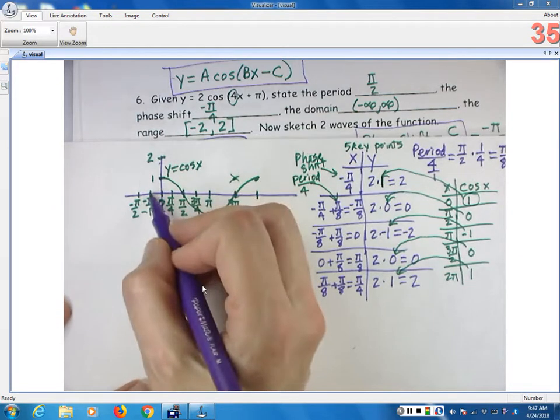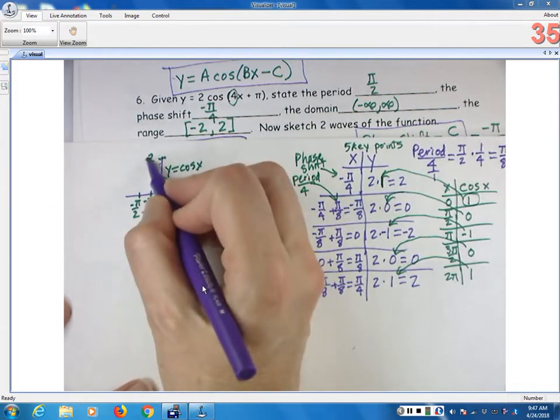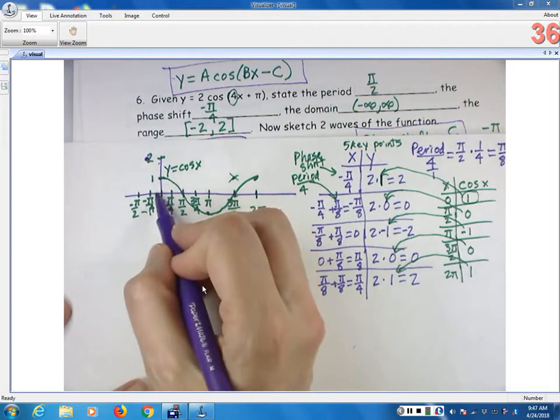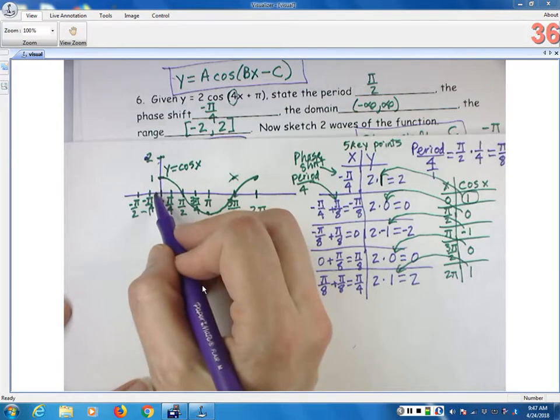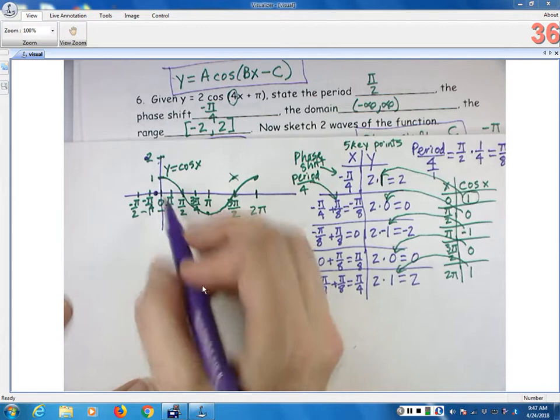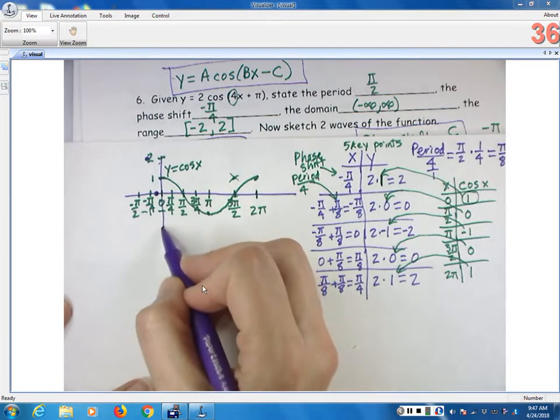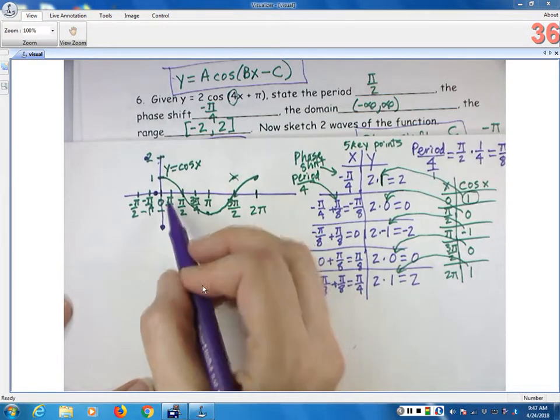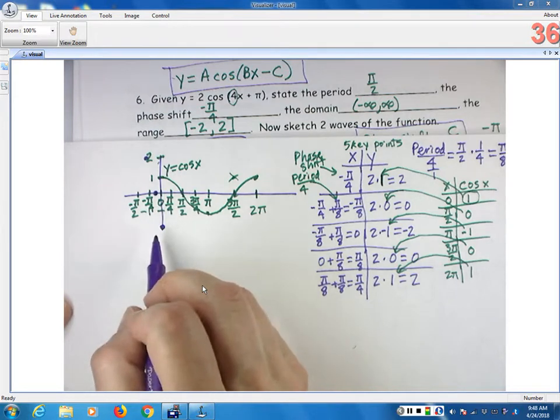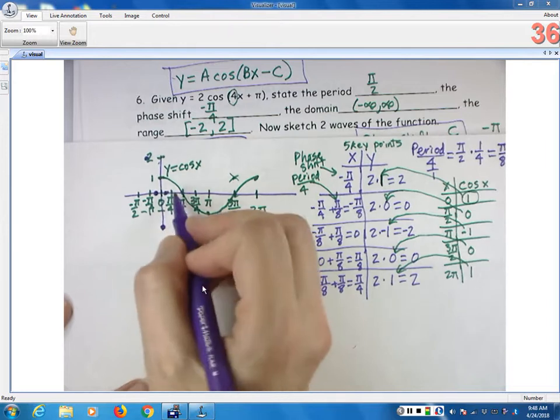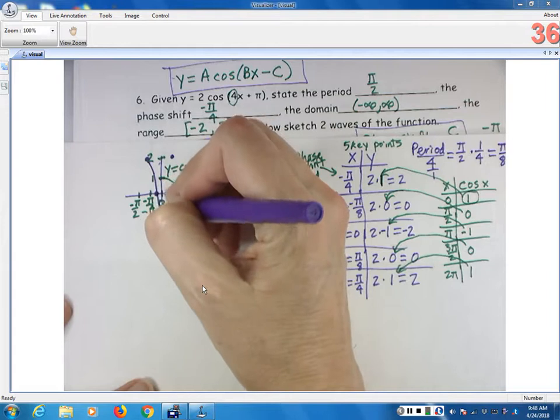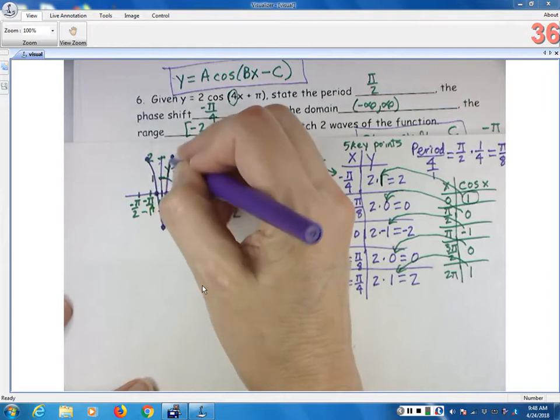Okay, I'm going to go ahead. At minus pi over 4, I'm up at 2. At minus pi over 8, which is halfway there, I'm at 0. At 0, I'm at minus 2. At pi over 8, I'm back at 0. And at pi over 4, I'm at 2. So it is not straight lines, but it's going to be hard to draw. And then it repeats itself.